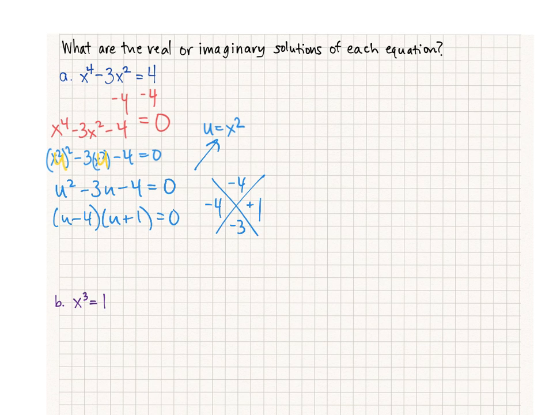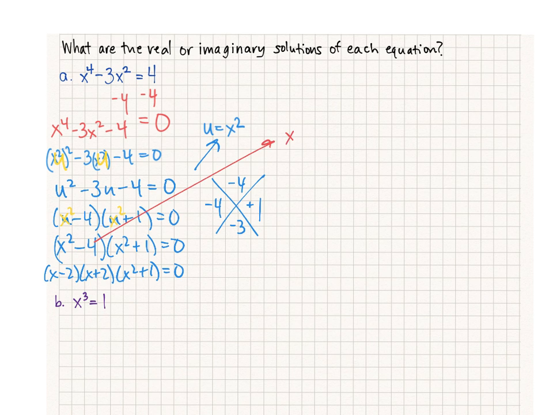But remember, u is x squared. So then plug that x squared back in to the u: x squared minus 4, x squared plus 1. Maybe you notice this is supposed to be x minus 2, x plus 2. Maybe you don't, but you can just set your factors equal to 0. This one's still going to get you x squared minus 4 equals 0.